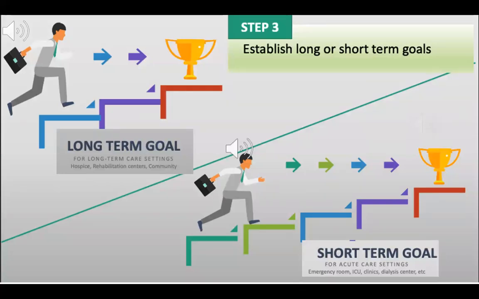Like the goals we establish in acute care settings, such as in the emergency room, ICU, clinics, and dialysis centers, which require short-term goals. While long-term goals, on the other hand, are established when caring for patients in long-term care settings, such as home care, chronic care hospitals, rehabilitation centers, hospice care, respite care, and community settings.